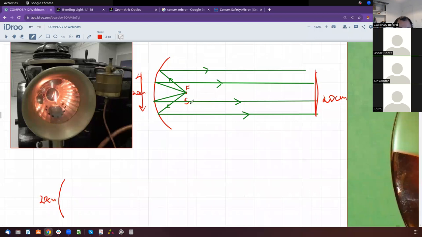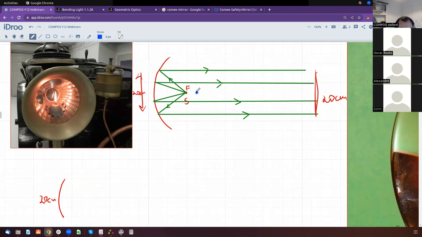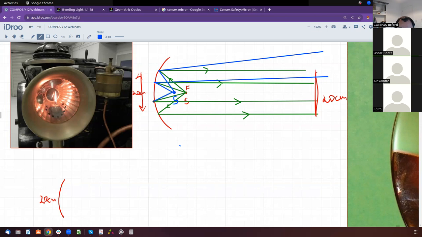therefore you have to place an object further out. You place your source of light here. No, you place the source of light closer to the mirror. And then you have a diverging beam. And you can work out using geometry where to place it, basically.